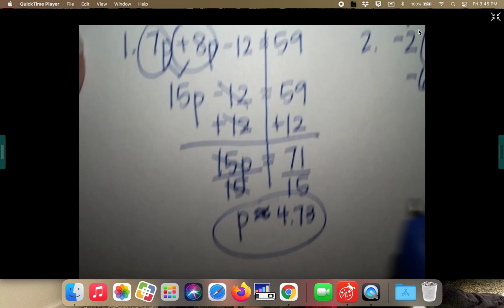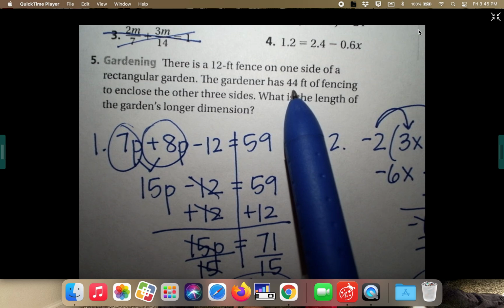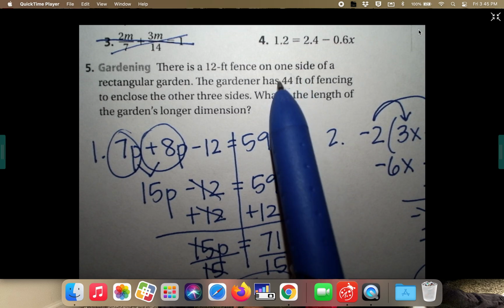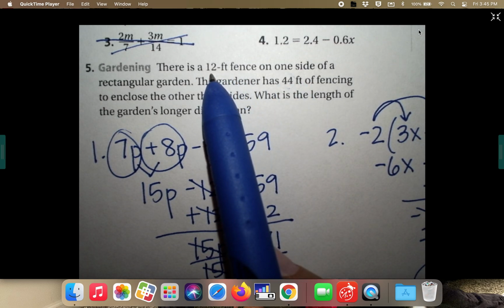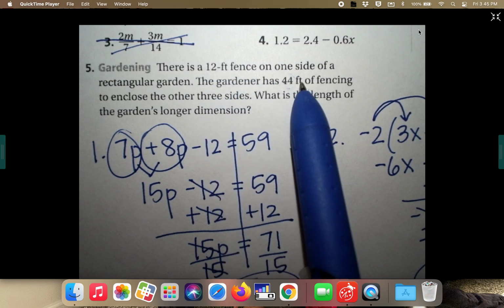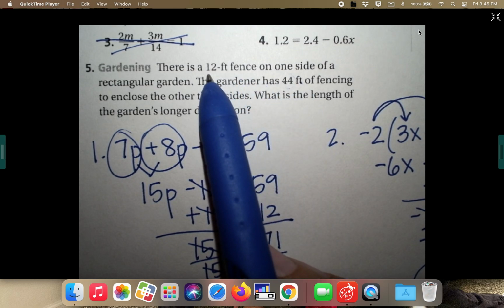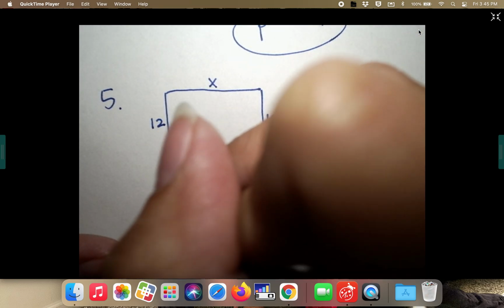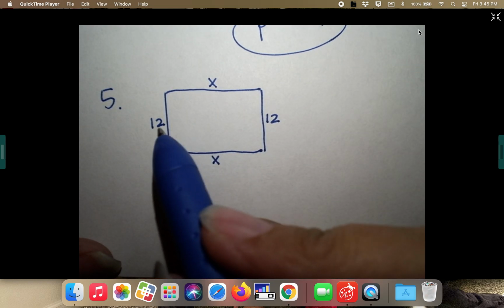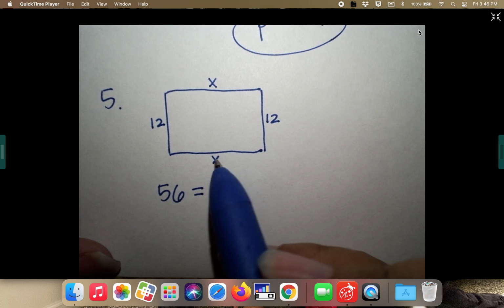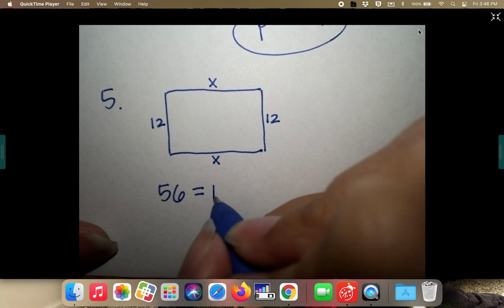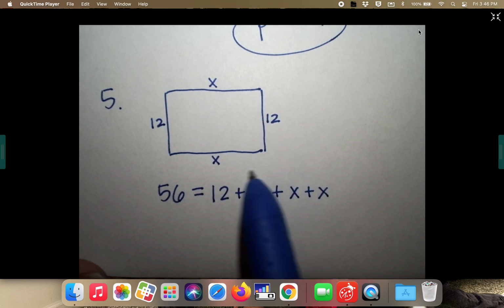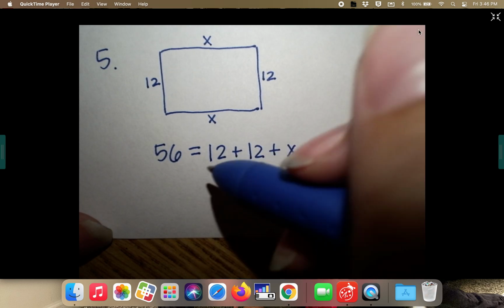All right, we do know the grand total though. He has 44 left. So if we have 44 left for the other 3, then all 4 sides combined would be 44 plus 12. So 44 plus 12 is 56. So I'm going to put that the grand total is 56. And it equals 12 plus x plus 12 plus x. Or you could go in any order. You could do 12 plus 12 plus x. It doesn't matter, but we know that all 4 sides equals a total of 56.